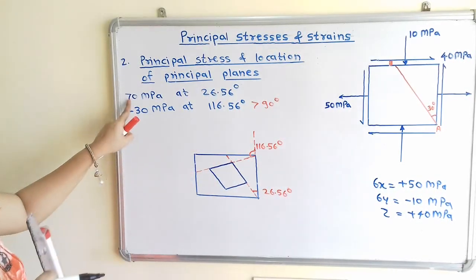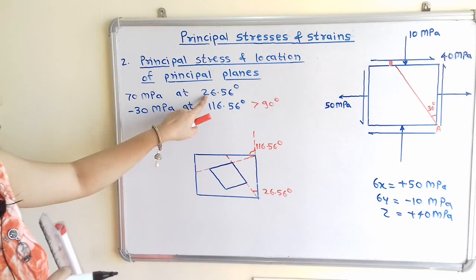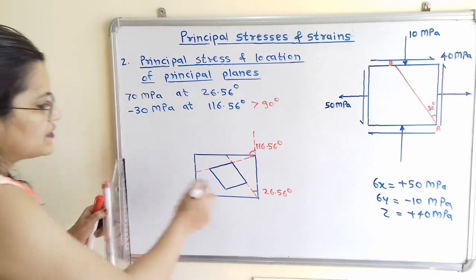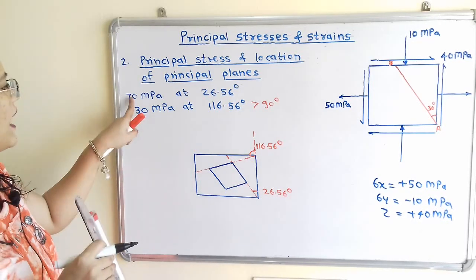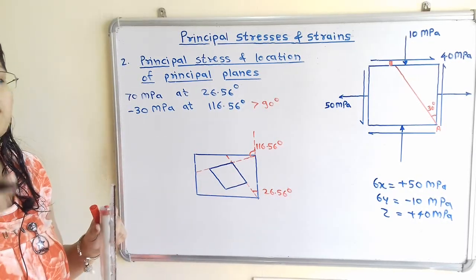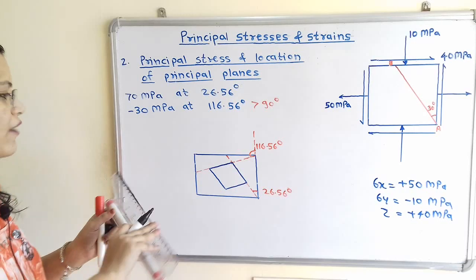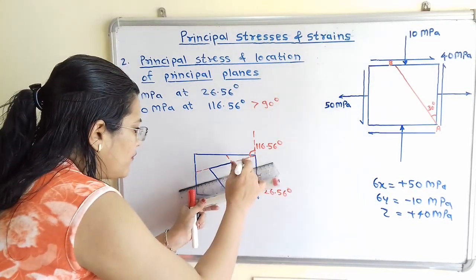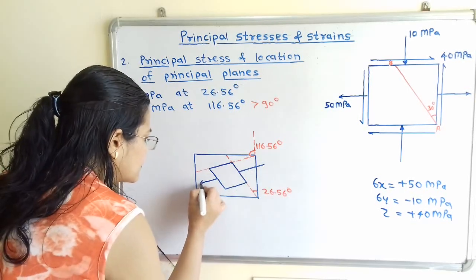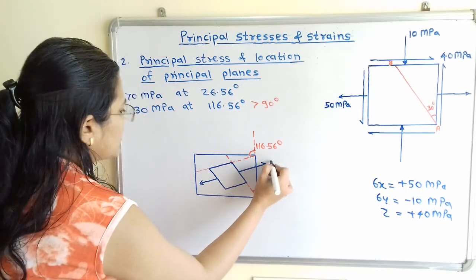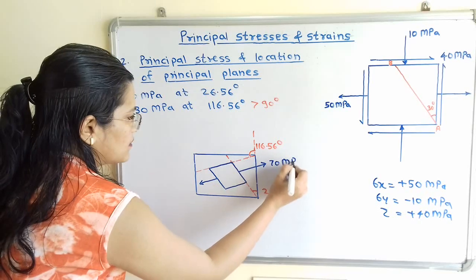Now we have to show 70 megapascal at 26.56 degree. So this is the line for 26.56 degree, and 70 megapascal is with positive sign. So we have to show it in the form of tensile stress, and we have to show it is equal to 70 megapascal.